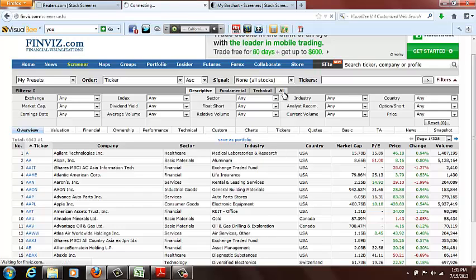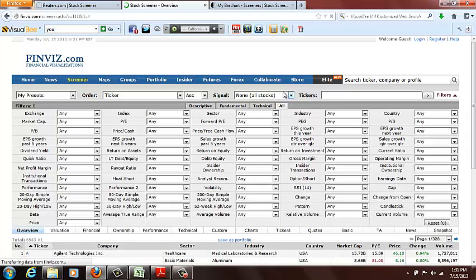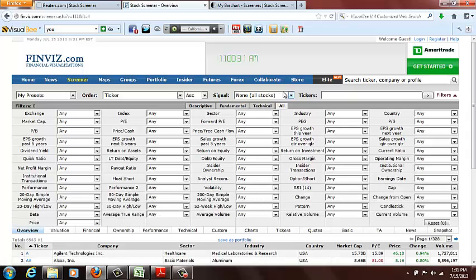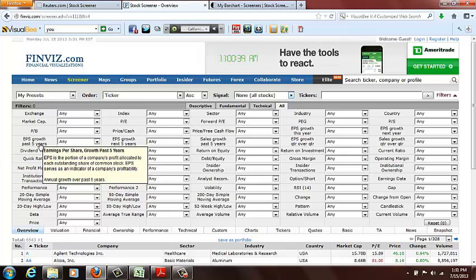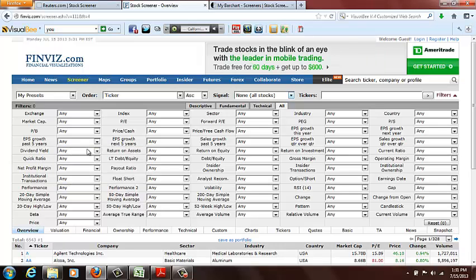All right, so after we click on screener, the first thing that I'm going to choose, we don't have to pick every single one, is the earnings per share. Why do we choose the earnings per share? These specific criteria serve as an indicator of a company's profitability. So what we're looking for is a company that's been profitable in the past 5 years.